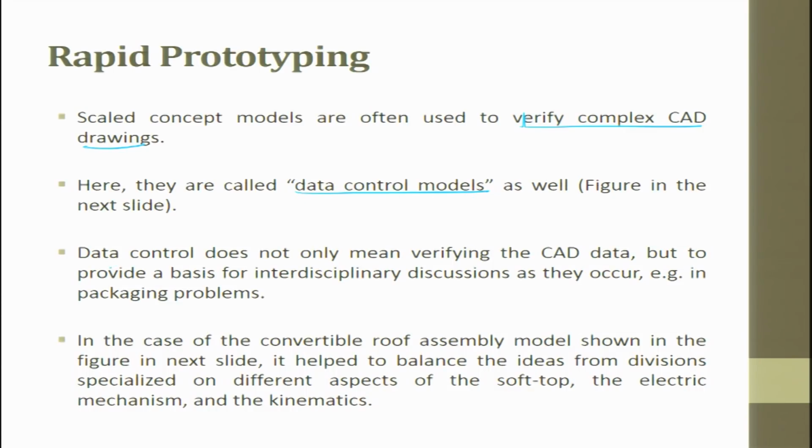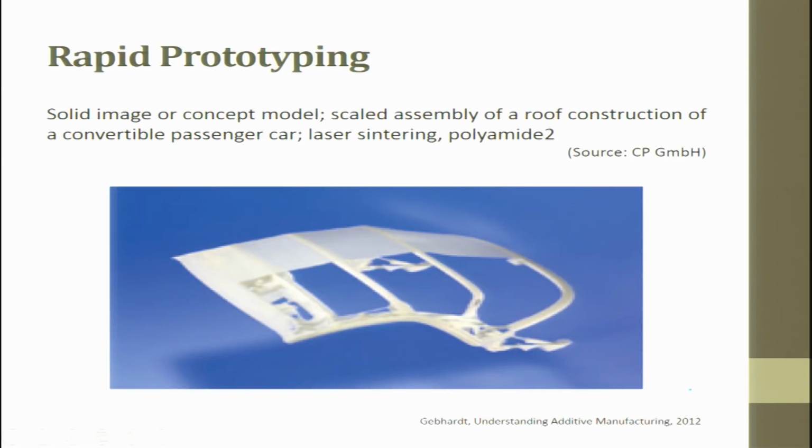Data control models. Data control does not only mean verifying the CAD data, but also providing a basis for interdisciplinary discussions as they occur. For example, in packaging problems. In the case of the convertible roof assembly model shown in the next slide, it helps to balance the ideas from divisions specialized on different aspects of the soft top, the electric mechanism and the kinematics. So, this is a concept model, a scaled assembly of a roof construction of a convertible passenger car.